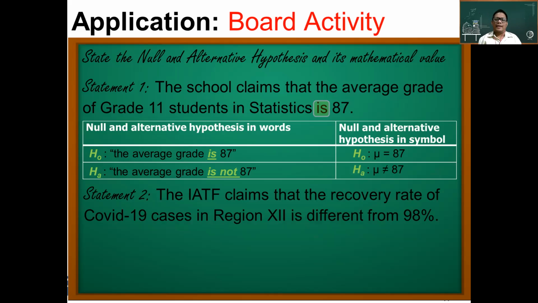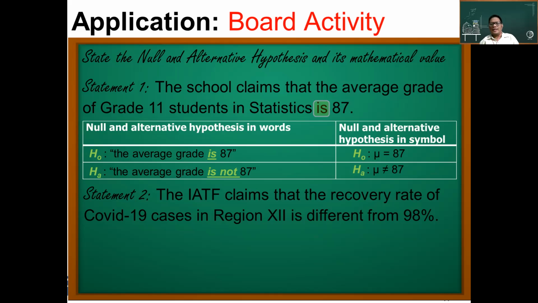The IATF claims that the recovery rate of COVID-19 cases in our region, in Region 12, is different from 98. So again, class, if you hear the news, the fatality rate of COVID-19 is less than 2% for Filipinos. So we are among the lowest fatality rate. So fewer Filipinos die compared to others. In others, it increases to 2%. So out of 100 victims of COVID, two Filipinos die. So that is our ratio as of now.